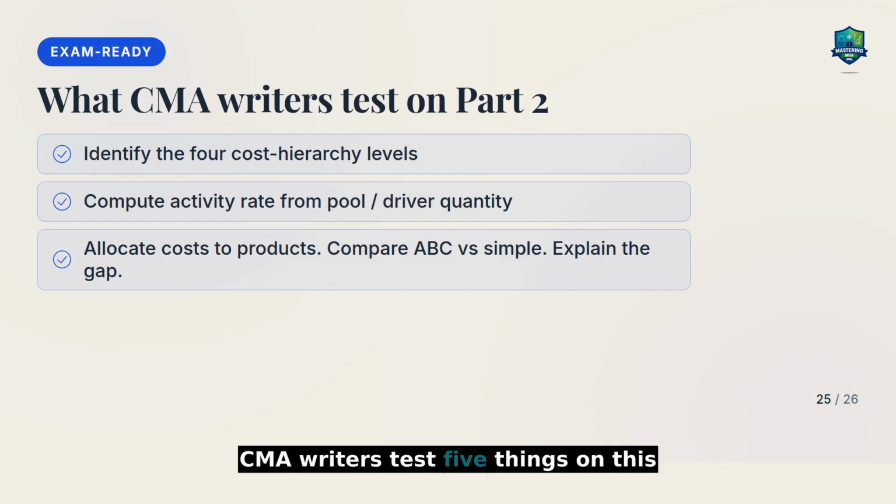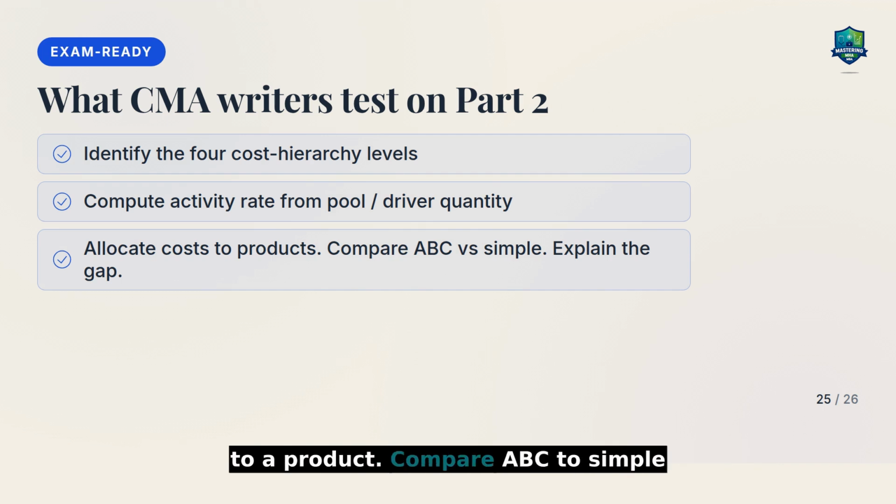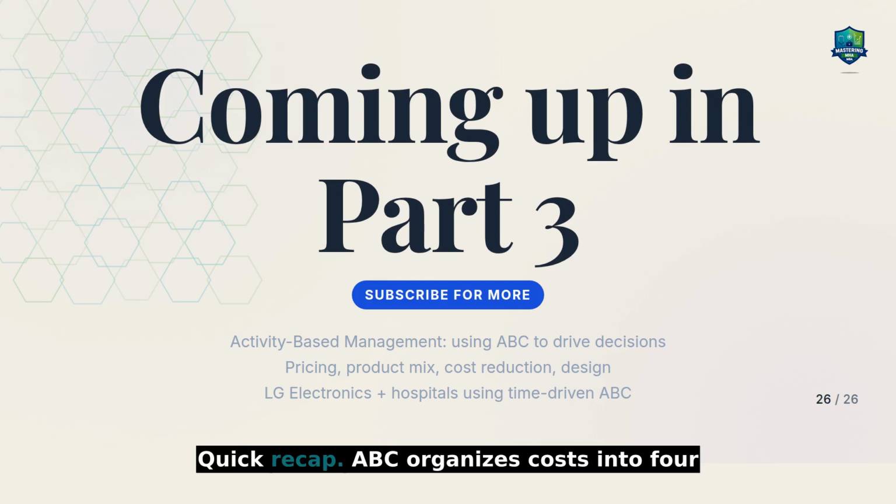CMA writers test 5 things on this material. Identify the 4 cost hierarchy levels. Compute activity rates from a cost pool divided by allocation-based quantity. Apply rates to a product. Compare ABC to simple results. And explain why the differences arise. Show all your work. Quick recap.